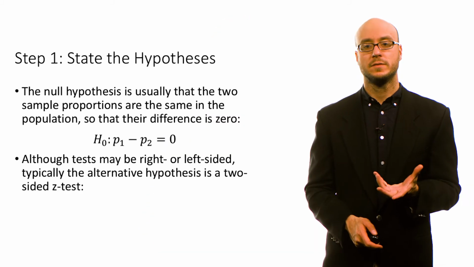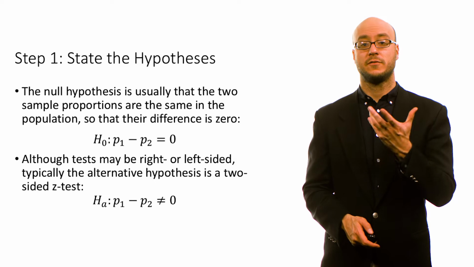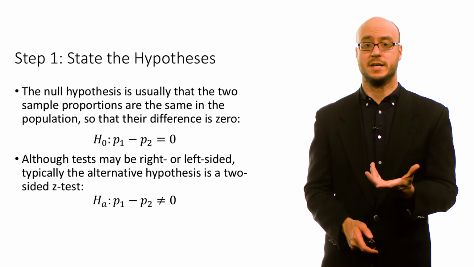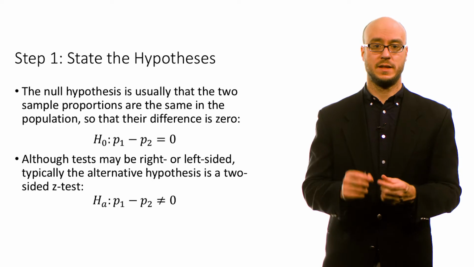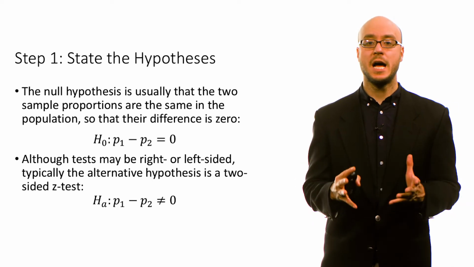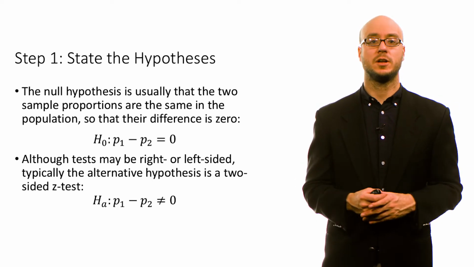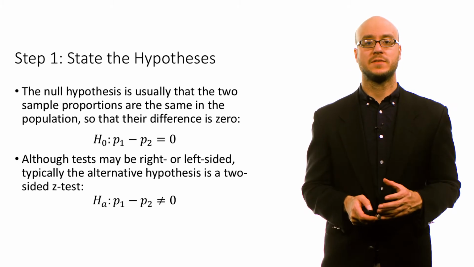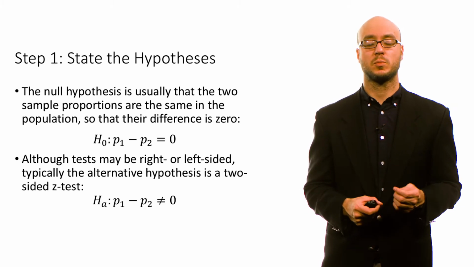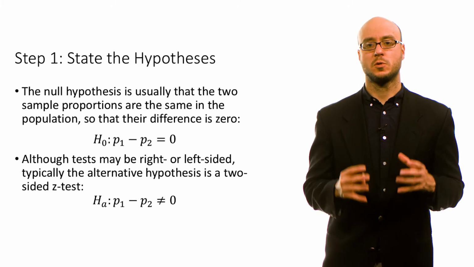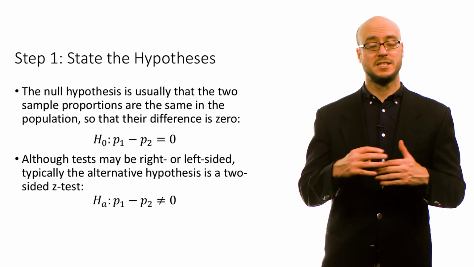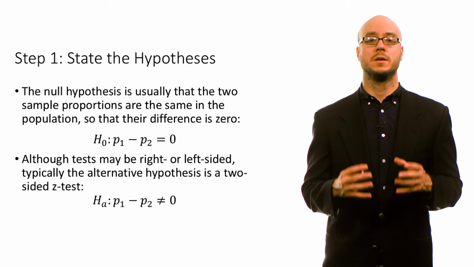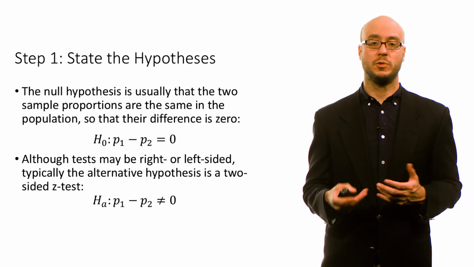The alternative, for the purpose of this course, is that we're going to focus on a two-sided test. So the alternative will simply be that they're different, that P1 minus P2 is not 0. That's the alternative. You can conduct right or left-sided tests for the difference of proportions, but for the purpose of this course, we're really going to focus on a two-sided z-test. The reason is that this is by far the most common alternative test when you're dealing with a difference of two proportions.